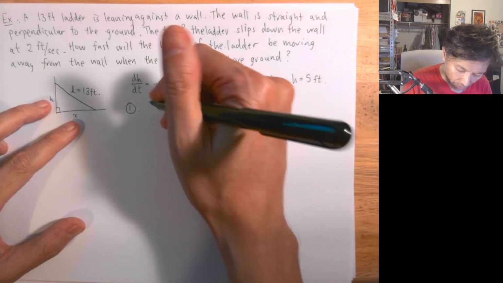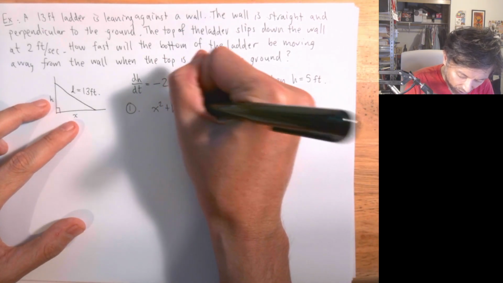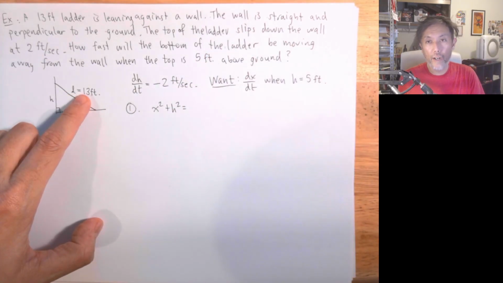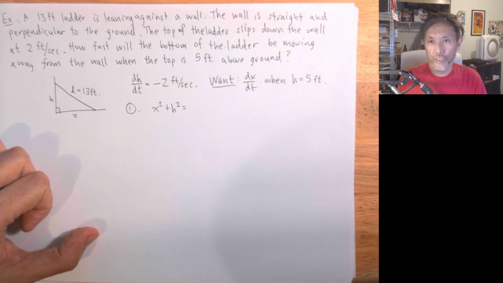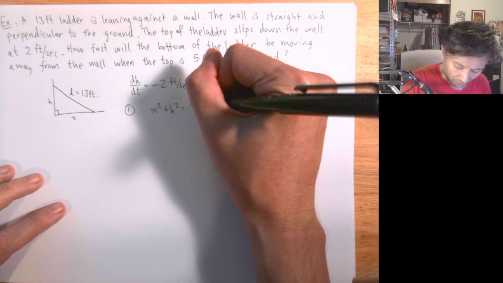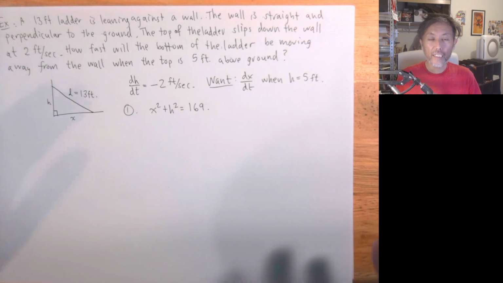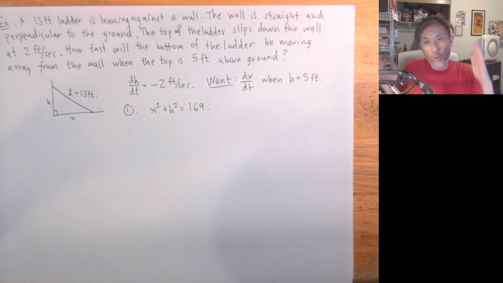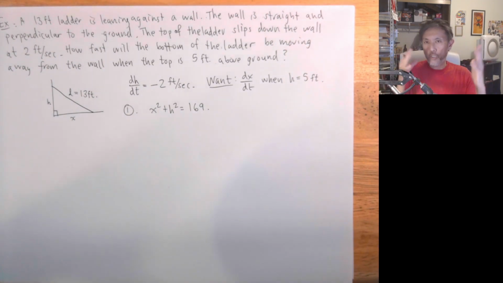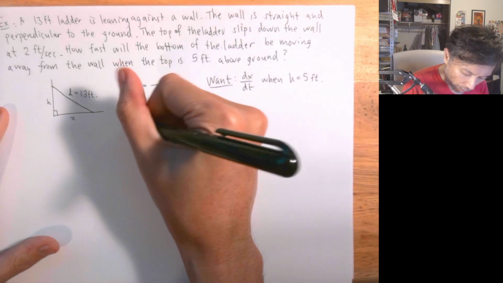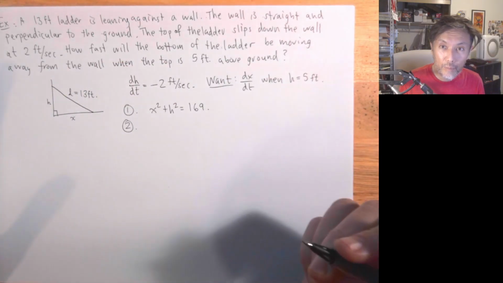We know that the sum of the squares of x and h is exactly the square of the hypotenuse. The hypotenuse here is 13. Did you know 13 squared is 169? Great. That's the relationship equation. This relates x and h to one another. All right? Take d/dt of both sides.